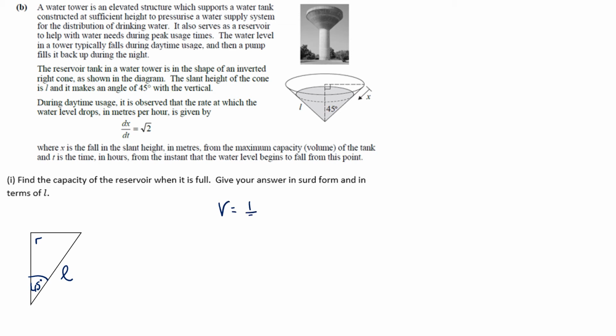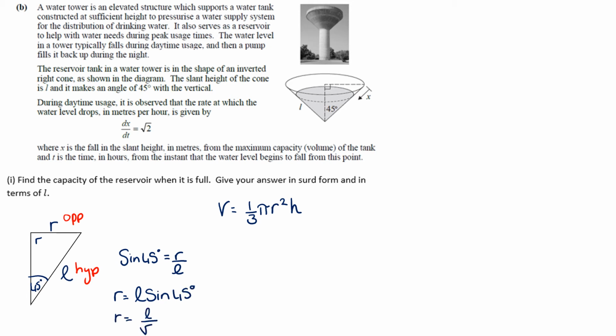So our volume is 1/3 pi r squared h. Now, we only want this in terms of L, but I need an r. So here is the radius r. So I'm going to write my r in terms of L using that 45 degrees. So this is my opposite and my hypotenuse. So I have the sine of 45 degrees is equal to r over L. So r is equal to L sine 45, which is 1 over root 2. So that's L over root 2. Or if you're using your calculator, it will be root 2 L over 2.